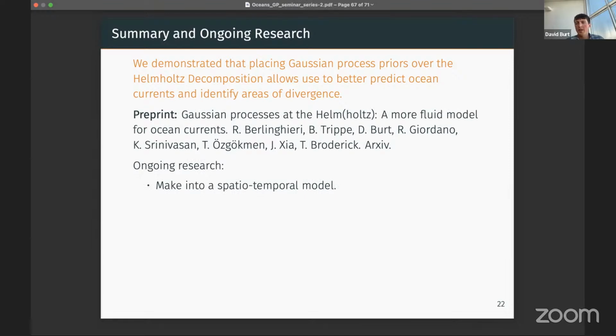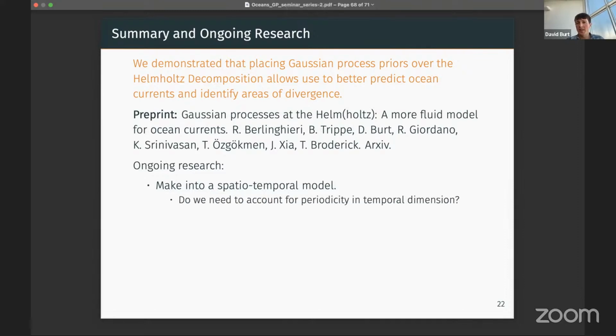We're also still working to build back in important parts of the model to better reflect properties we know in ocean fields. So what I was discussing today was just a spatial model, and we'd like to make it back into a spatiotemporal model. It's not 100% obvious what the best way to do this is.